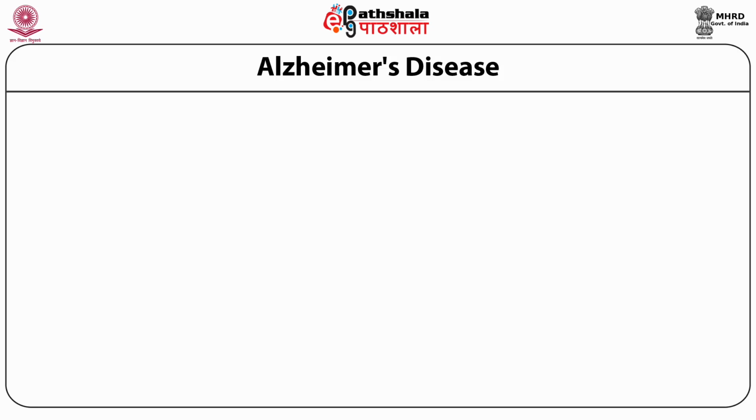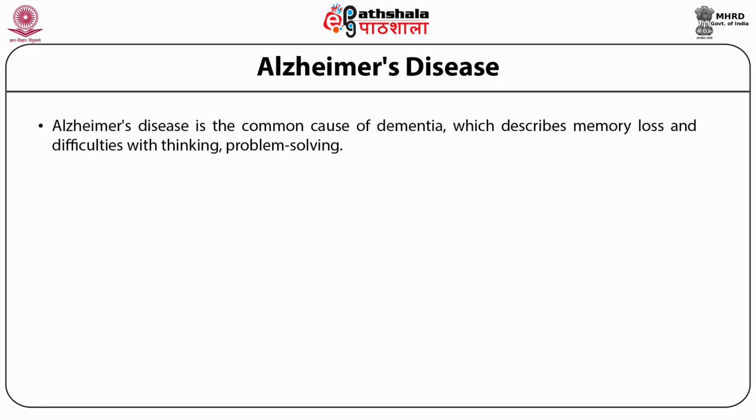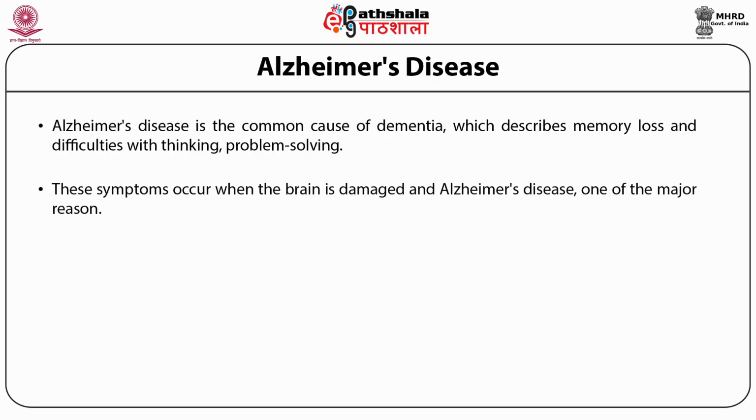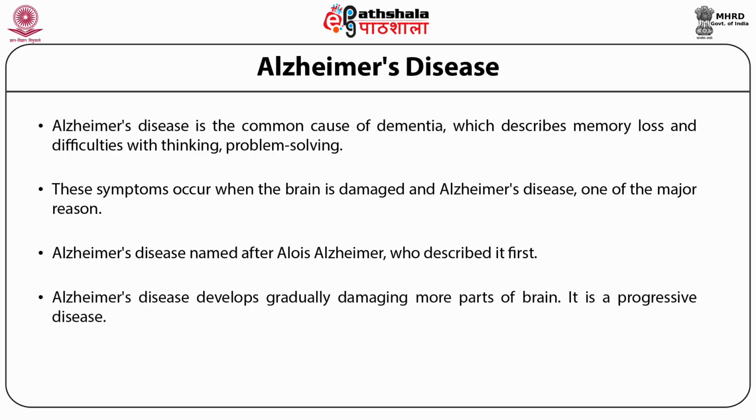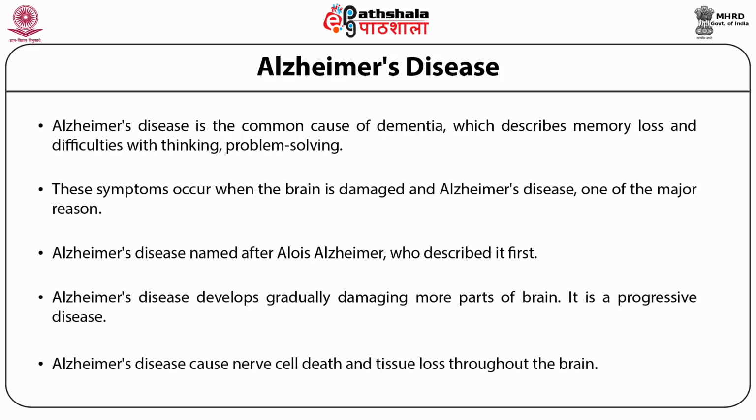Another protein causing disease is in Alzheimer's disease, and this is the most common cause of dementia, which describes memory loss and difficulties with thinking and problem solving. These symptoms occur when the brain is damaged. Alzheimer's disease is one of the major reasons. Alzheimer's disease is named after the scientist Alois Alzheimer, who described it first, and this develops gradually, damaging more parts of the brain. It is a progressive disease, generally expected to happen at an older age, and this disease causes nerve cell death and tissue loss throughout the brain.